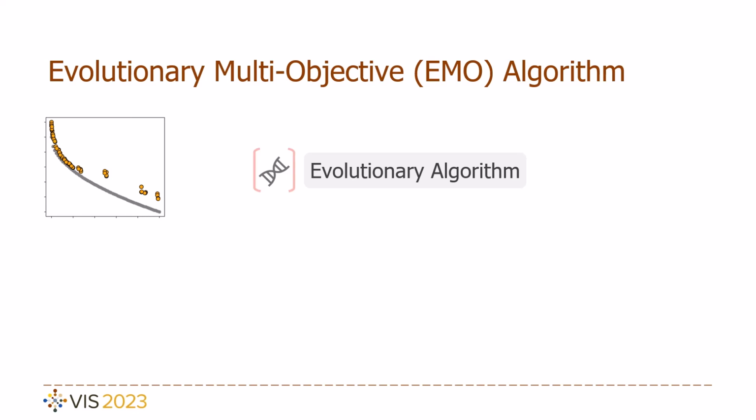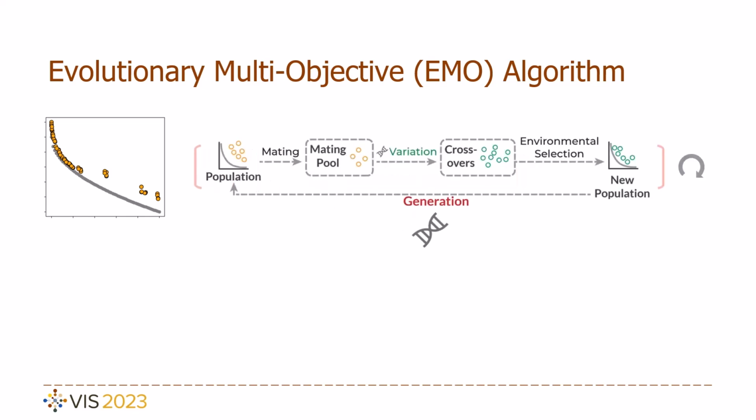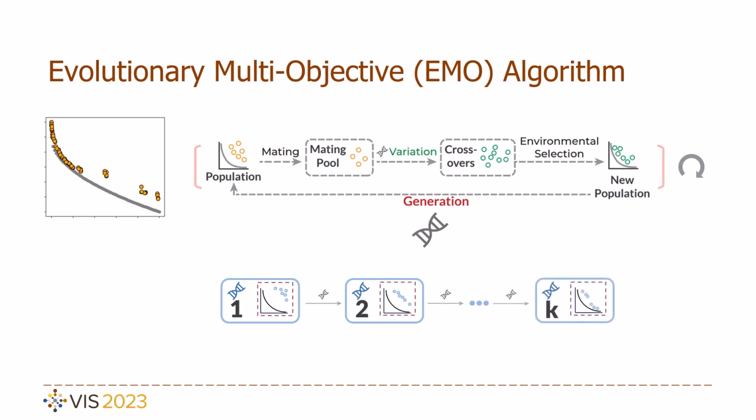To solve multi-objective optimization problems, evolutionary algorithms are an effective approach. They are inspired by the mechanism of iterative biological evolution. In each iteration, a new population of decision vectors is generated from the old population. We call this complete loop a generation. Starting from randomly generated decision vectors, the corresponding solution set in the objective space keeps getting closer to the Pareto front through generations of the evolutionary process.